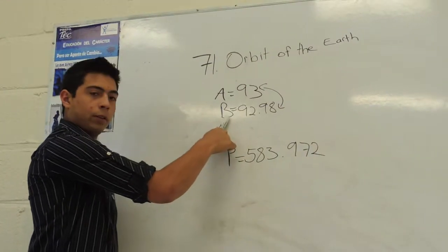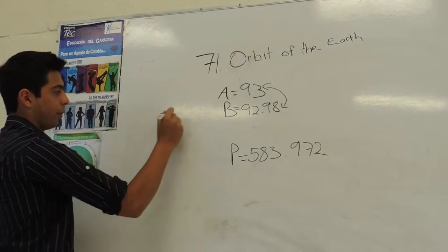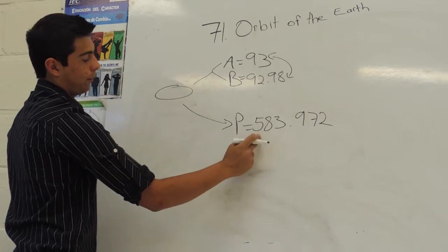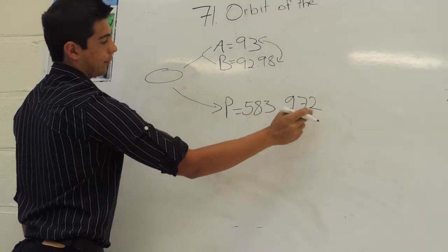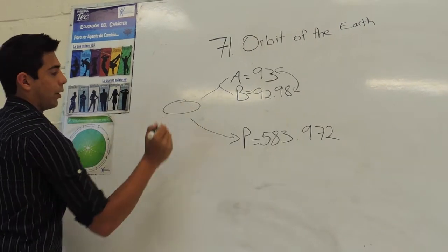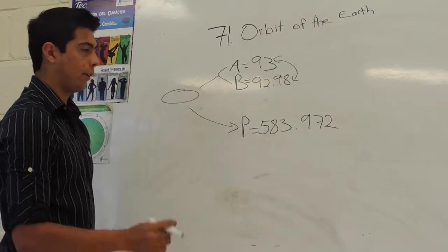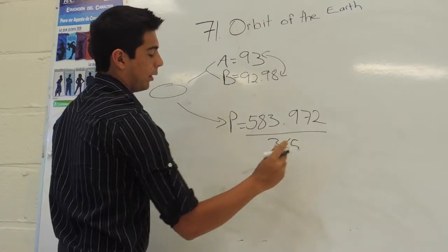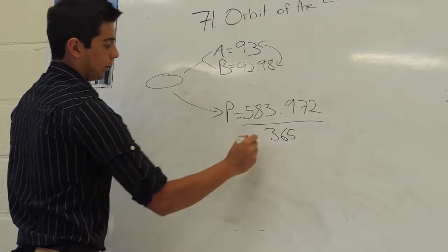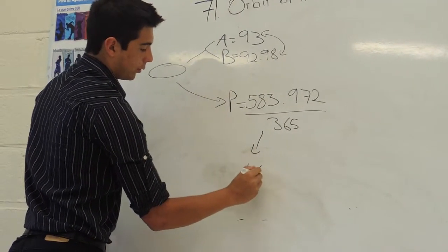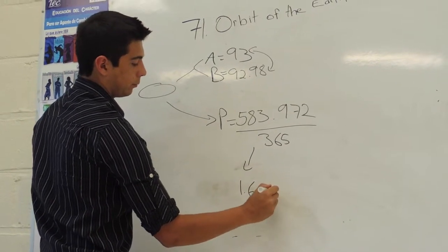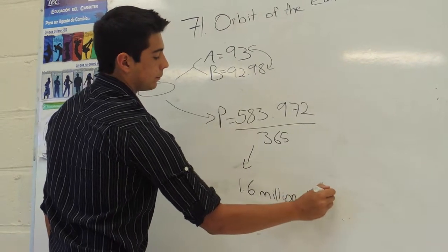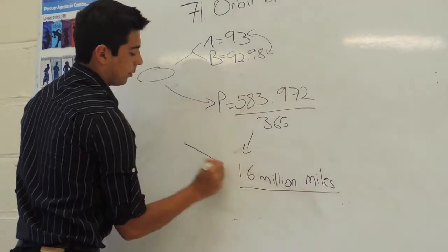Now that we have b, using an ellipse calculator, with these two values, we get the perimeter. That is 583.972. But we don't want the perimeter. We want the distance per day that the Earth advances. So we divide this by 365, the days in a year, and the result will give us 1.6 million miles. And this is our distance.